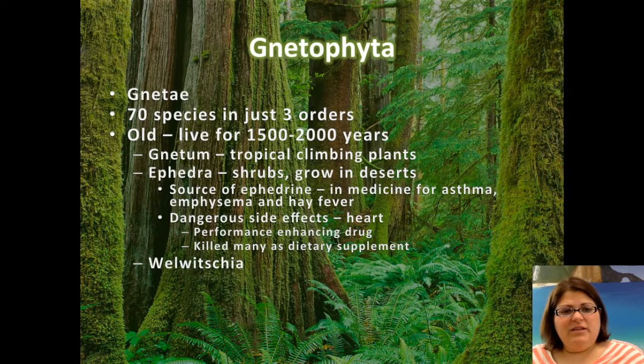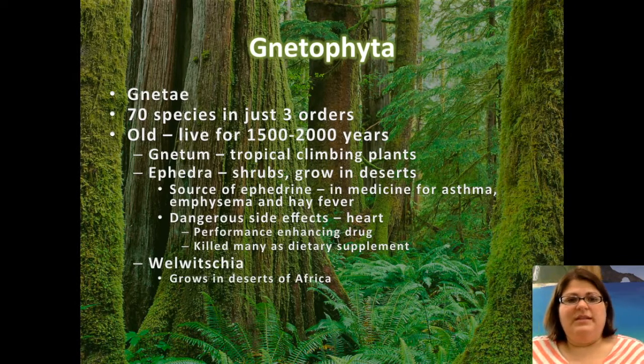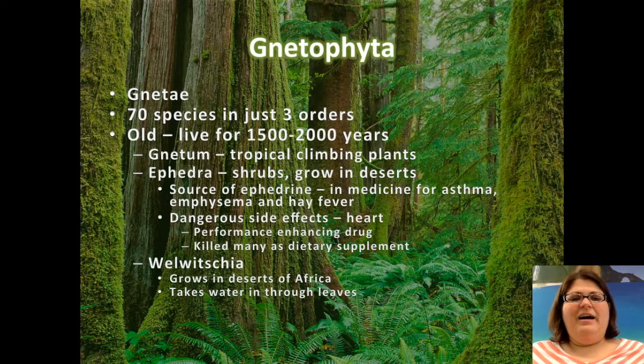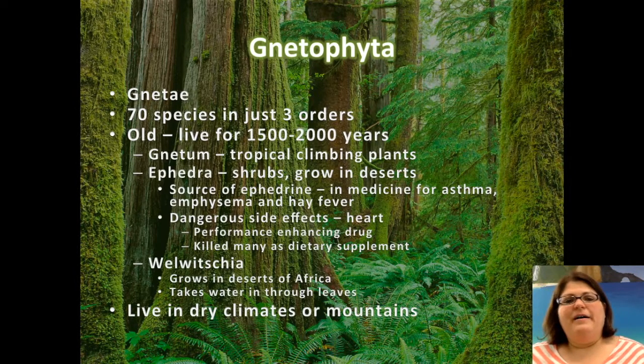And Welwitschia is their third one. Welwitschia grows in the deserts of Africa, and it's the goofiest plant. I'll show you on the next slide. And it has very deep roots. It takes in water through the leaves as well. All three are adapted to live in either dry climates or mountains.